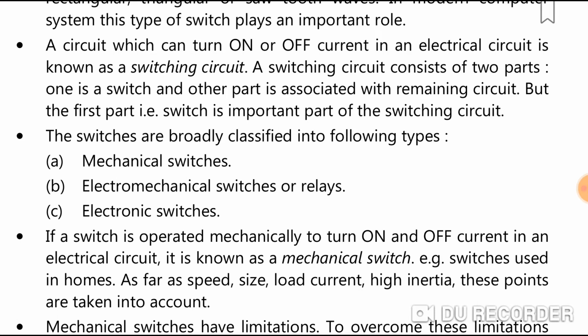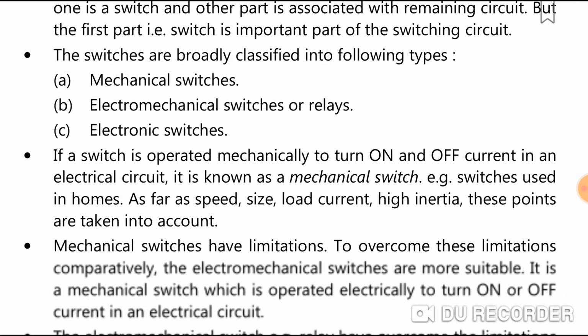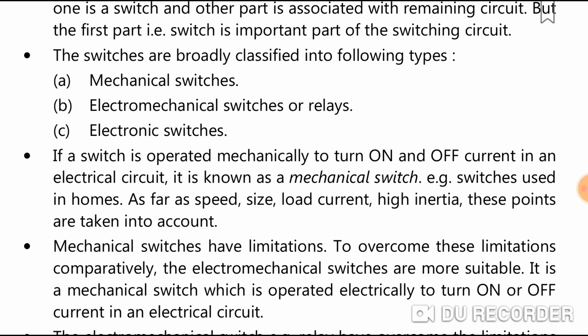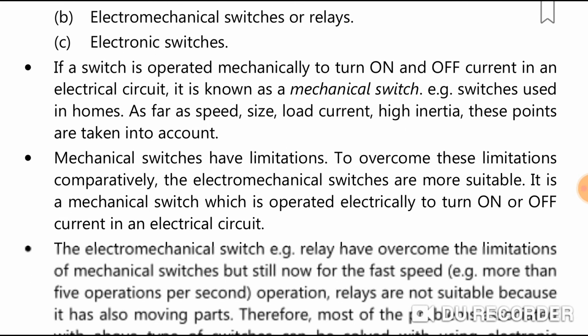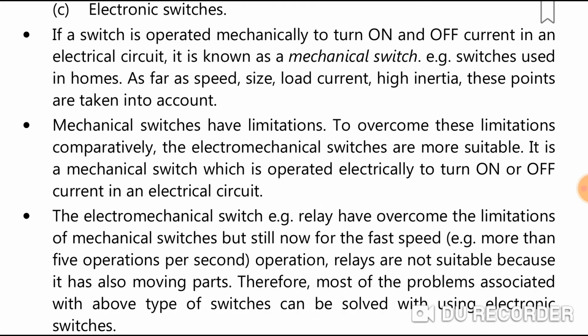A switching circuit consists of two parts. One is a switch, and the other part is associated with the remaining circuit. But the first part, that is the switch, is the important part of a switching circuit. The switches are broadly classified into the following types: mechanical switches, electromechanical switches or relays, and electronic switches. If a switch is operated mechanically to turn current on and off in an electrical circuit, it is known as a mechanical switch.